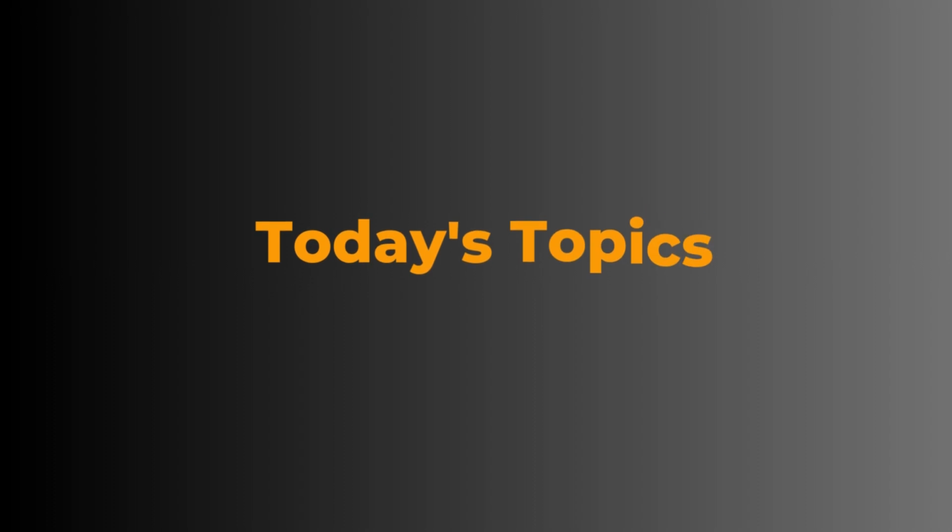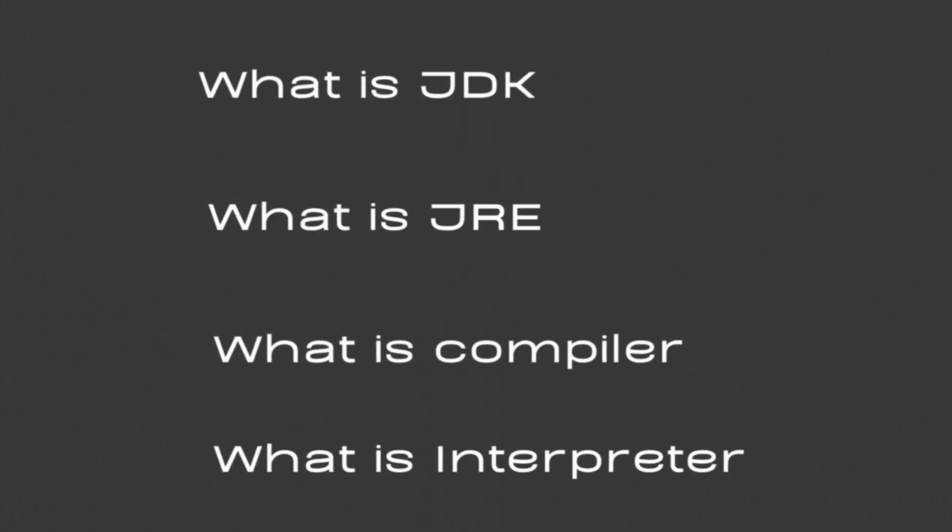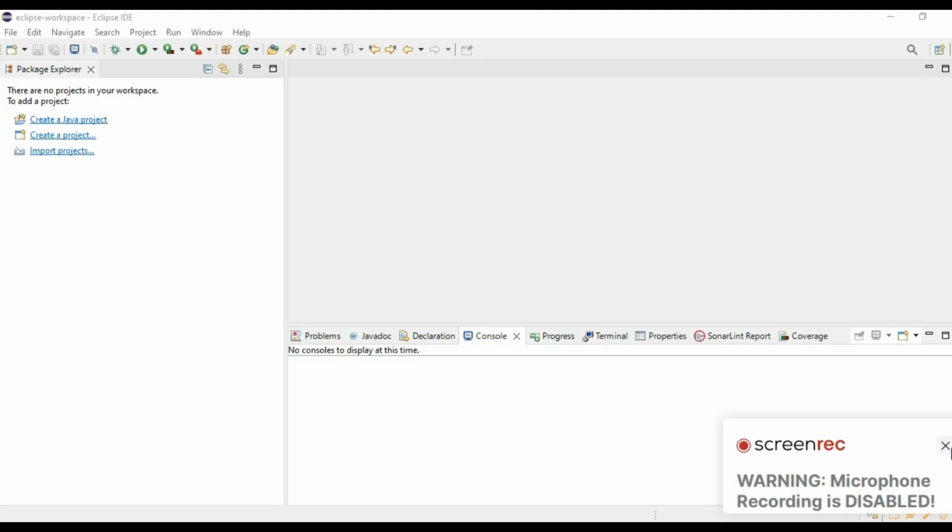Let's start with our today's topic, which are what is JDK, what does compiler do, what is JRE and what does interpreter do. Are you having confusion among all this? Don't worry. After watching this video, all your doubts will get clear. Let me first show you a simple program.